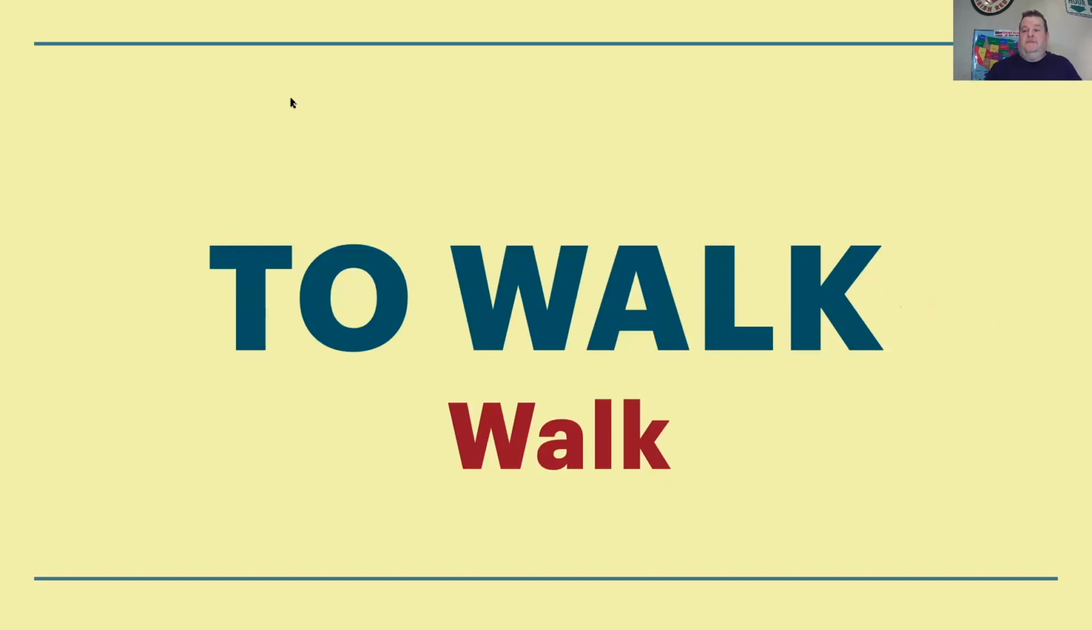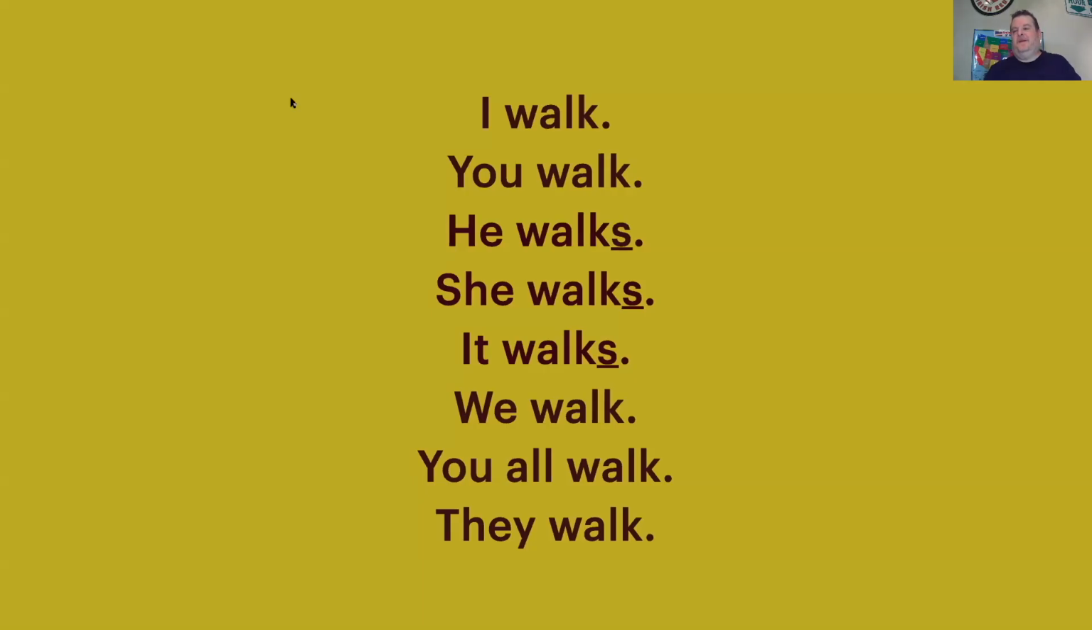And it's simple enough. The base of walk will be walk. So to walk becomes walk. Just take that "to" away, get rid of the "to" off the infinitive, and you get that base form. That's going to help you construct the simple present tense.